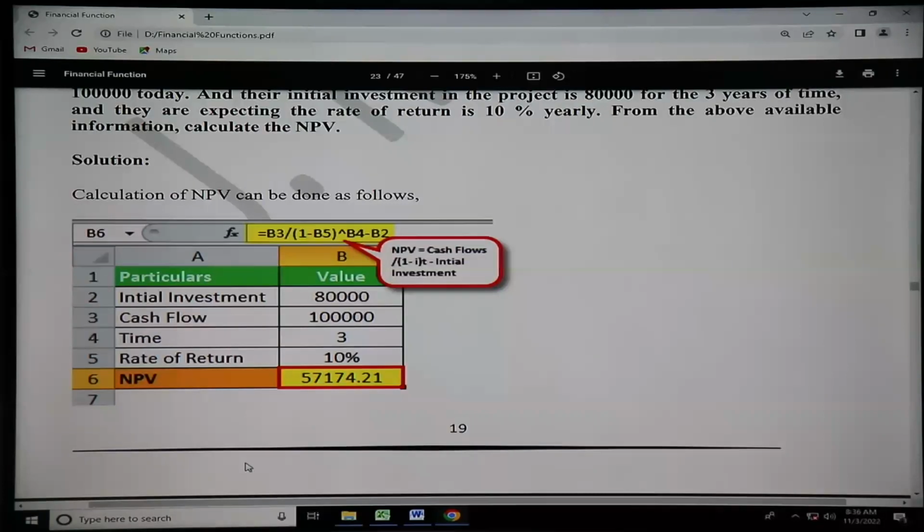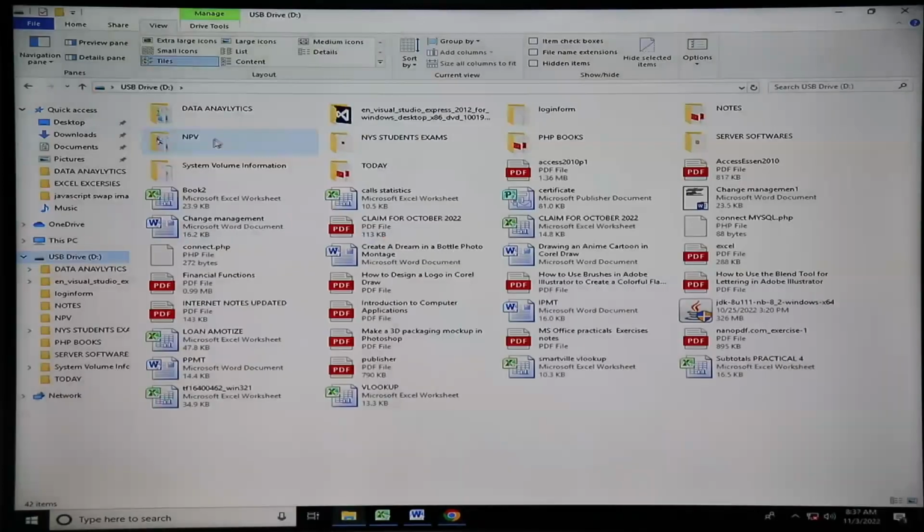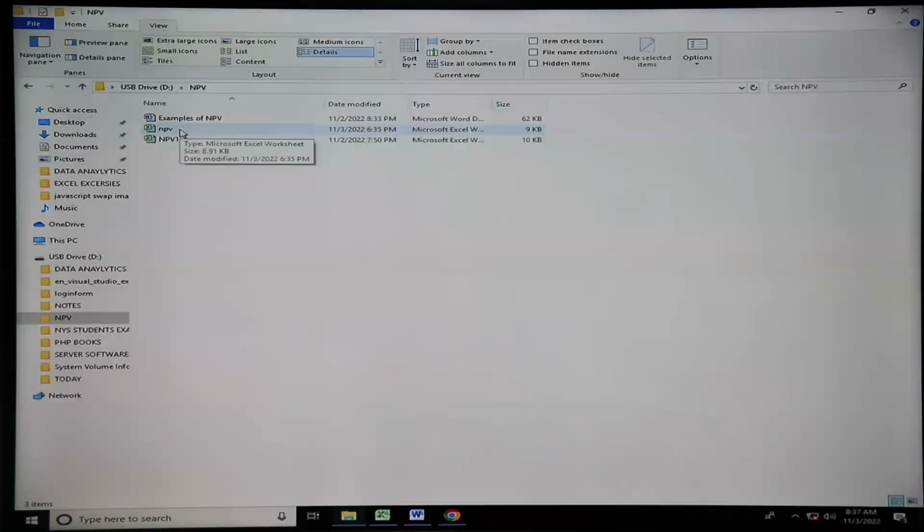So let's see how you run this. I want to project this on here. Then we can do it together. So just a minute. So I'll open my Excel worksheet. And this is my simple Excel worksheet.